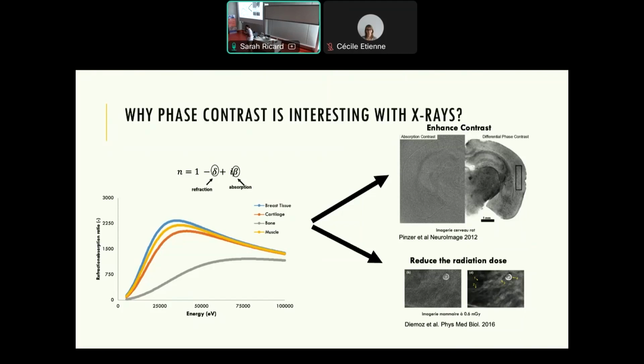We measure this refraction Hounsfield unit, and it is completely constant with the energy. So if you are able to measure the refraction at, let's say, 100 keV, your contrast will be the same as at 20 keV, compared to what you have with the absorption index.